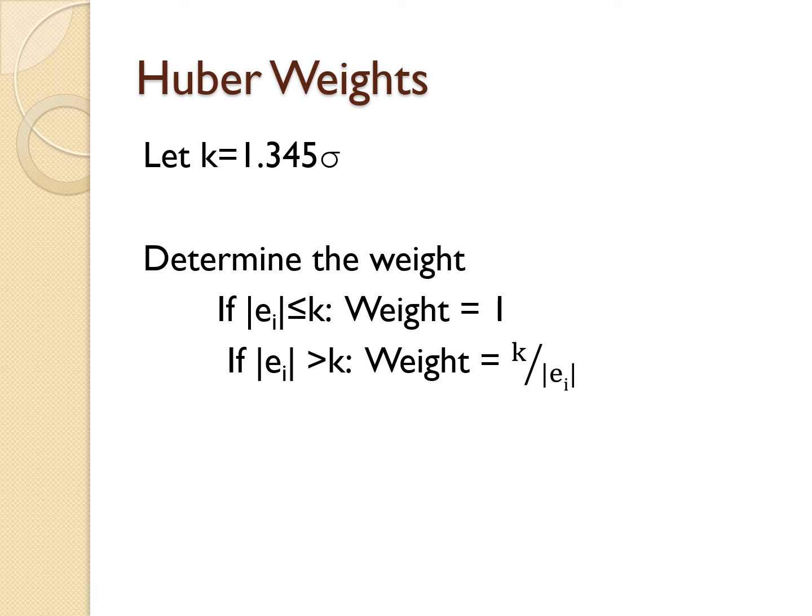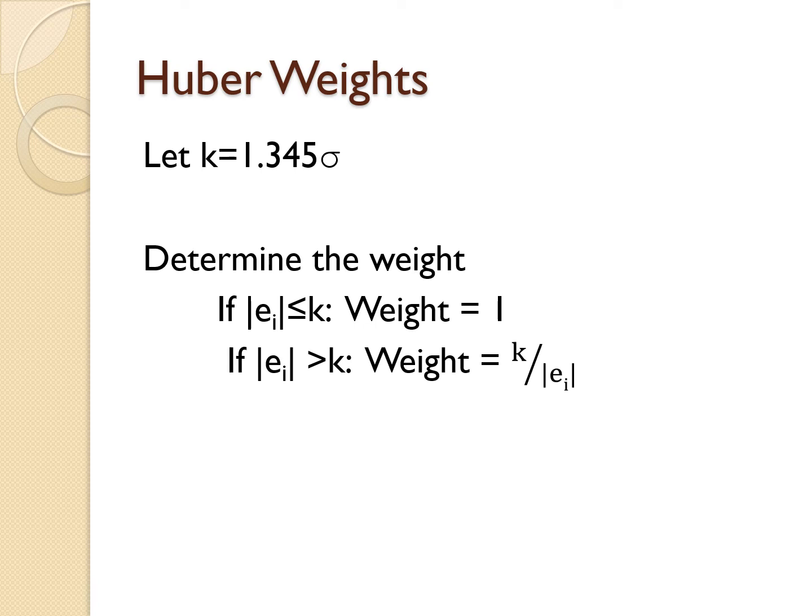Now that's the start of the weight. To determine the weight, if the absolute value of our error term, because our error term can be positive or negative, is less than 1.345 times the standard deviation, or k, then my weight is going to be 1. In other words, I'm not going to change anything. It's within an acceptable range. If the absolute value of my error term is greater than k, then I'm going to calculate this weight here: k divided by my error term.